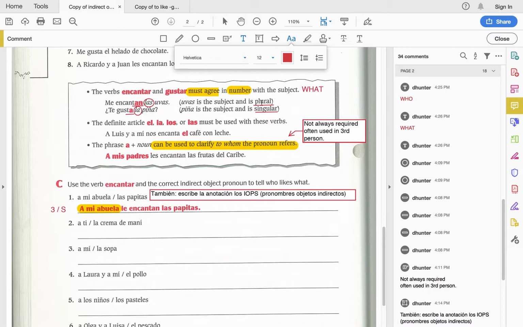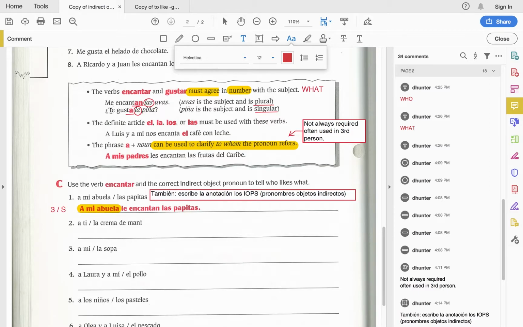When we say number, we think singular, we think plural, right? How many things we're talking about. Esta frase dice, me encantan las uvas. Uvas is the subject because they are pleasing me, and uvas is plural. Therefore, I've used encantan. That an ending shows me that it's third person plural. Las uvas are pleasing to me, are lovely to me.